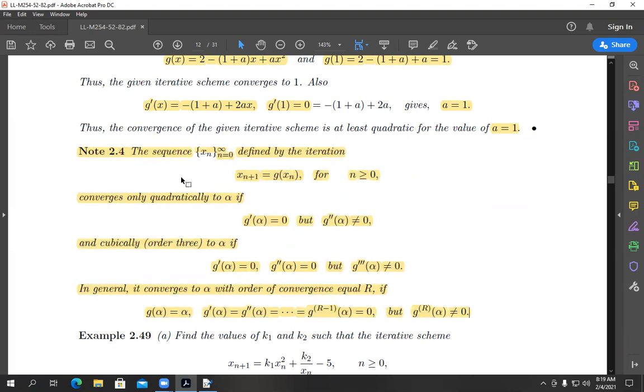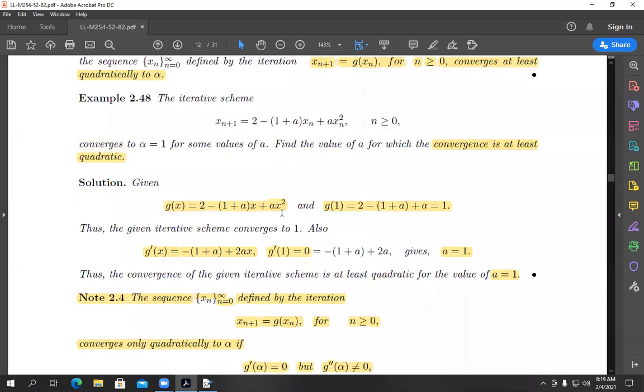And what is this one? He says the sequence, the formula, converges only quadratically. In an exam, if the teacher says only quadratic, it means it guarantees only r equal to 2. Not minimum, only, not at least. At least means g'(alpha) equal to 0. But here it guarantees only r equal to 2. Converges only quadratically means g'(alpha) should equal 0, but g''(alpha) should not equal 0. That's the condition you have to check.